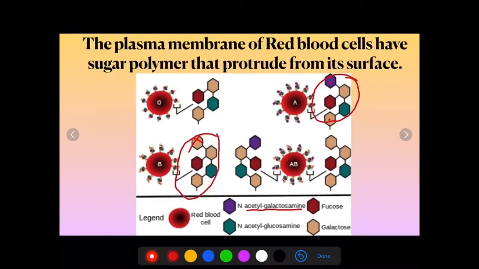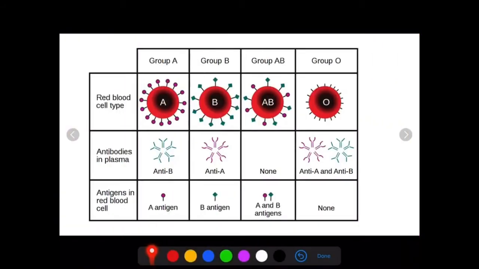in form of a table. The plasma membrane of red blood cells has sugar polymers that protrude from its surface. And how do they make it different? Let us see. You can see a pattern here that these are rounded looking sugar molecules protruding from the plasma membrane, and here the ends are looking squarish. So this is the major difference between blood group A and blood group B.